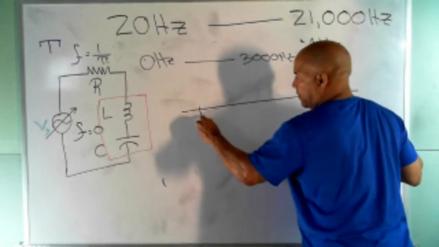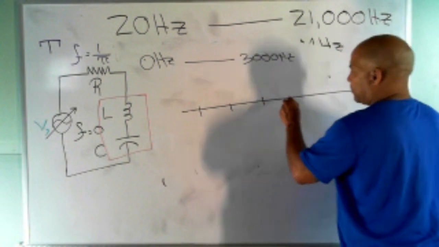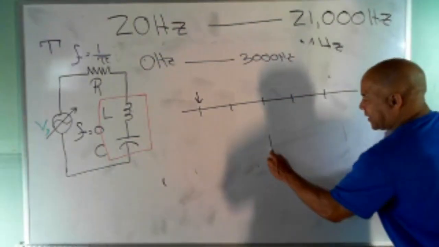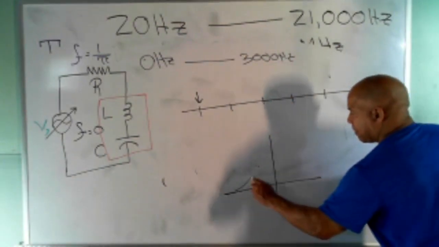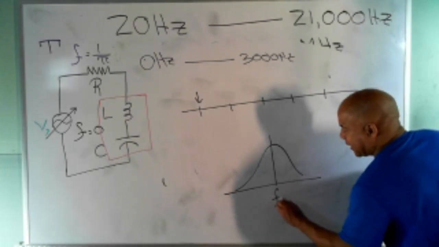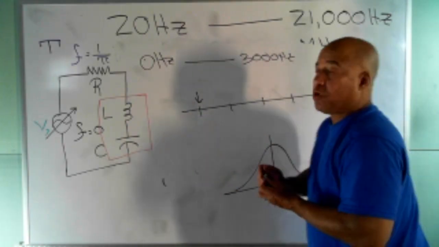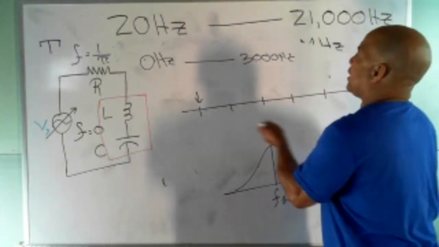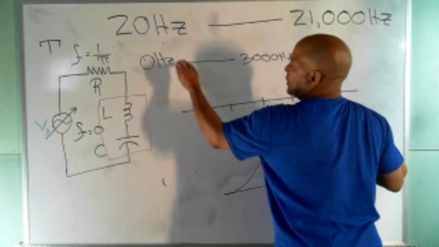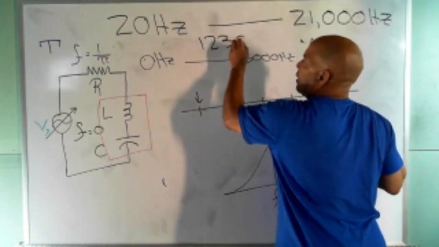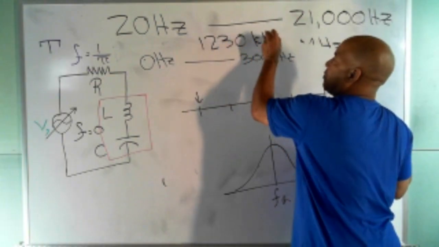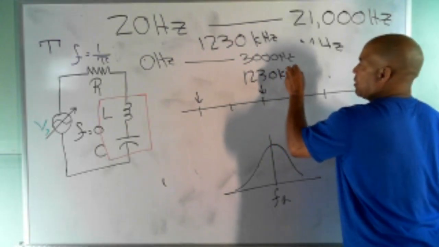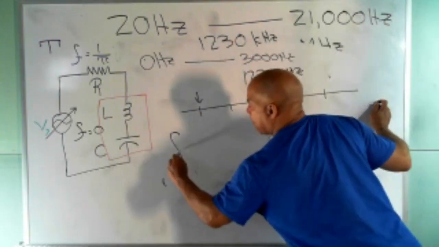they had these frequencies. Now this right here is a frequency. That's this. One of these marks is my resonant frequency. That's FR. So when you tune to a frequency, what you're setting is a resonant frequency. So one frequency on AM is 1230 kilohertz. So let's assume that that's right there. That's 1230 kilohertz. That's FR.